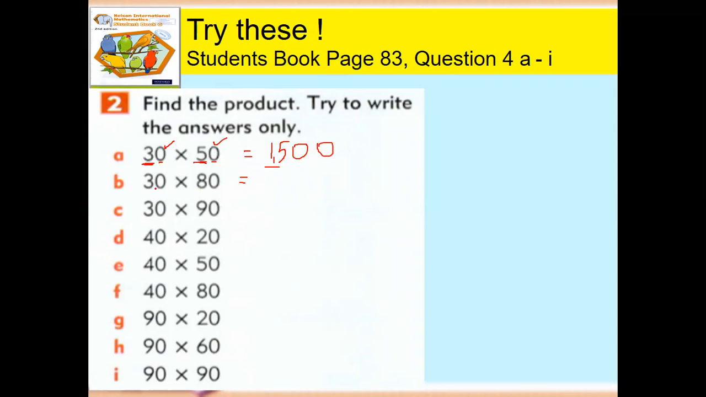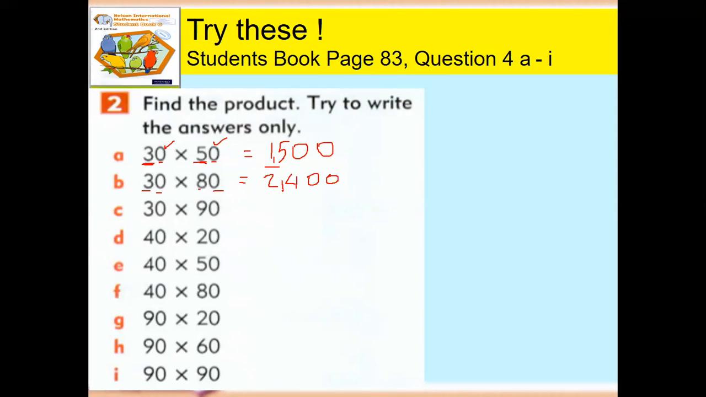Okay? Now, 30 times 80. So, 3 times 8 is 24. Then, how many zeros do we have? Two zeros. Just add at the end. So, the answer now is 2,400. Can you do it by yourself? You can pause your video and then answer, and then you can check your answer after.